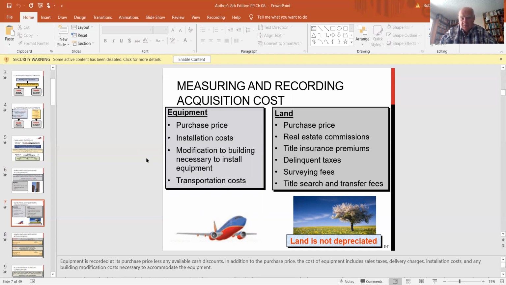Land, we just talked about, has all kinds of other things. You've got real estate commissions, insurance premiums, surveying fees, title searches, insurance probes. There's all kinds of things. And land is not depreciated.